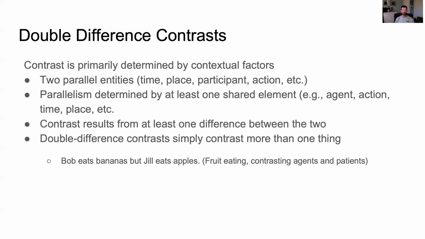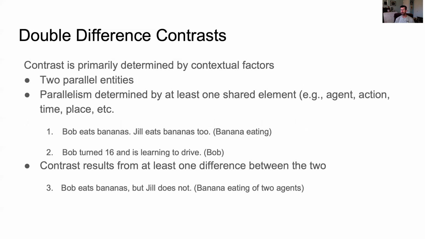There's also a thing called a double difference contrast, but let's go up. Important thing is information structure. Note that what we've changed in these examples so far has been the subject. Bob eats bananas, Jill eats bananas too. These are topic comment clauses, meaning you have a topic and what's newly asserted about it, the comment, is what's most important. So Bob, subject, that's the topic, turning 16 and learning to drive, those two statements that I've asserted about him are what's most important. Bob eats bananas, but Jill does not.